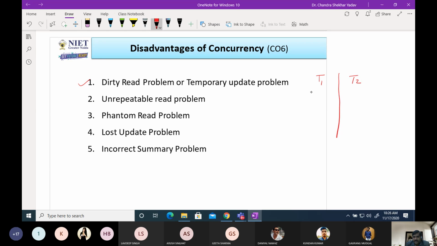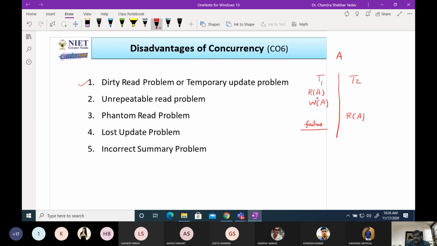First transaction performs read operation and then performs write operations. Second transaction performs read operations. And after that, there occurs a failure in the first transaction. At this point, there occurs a failure. And here, both are using shared buffer.